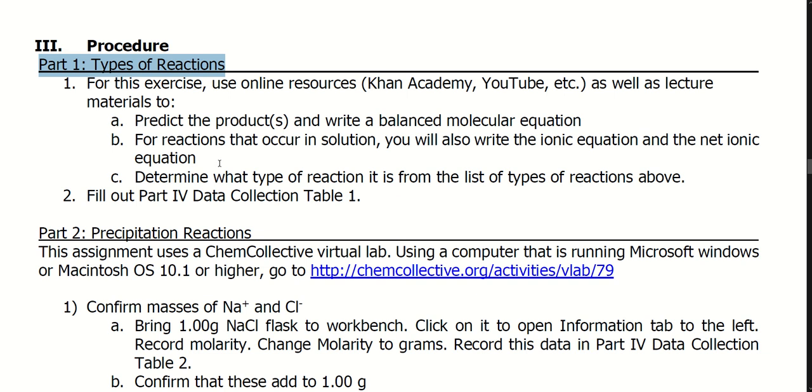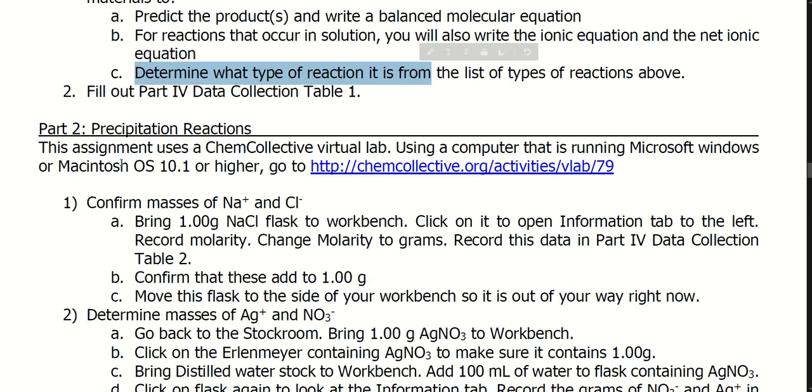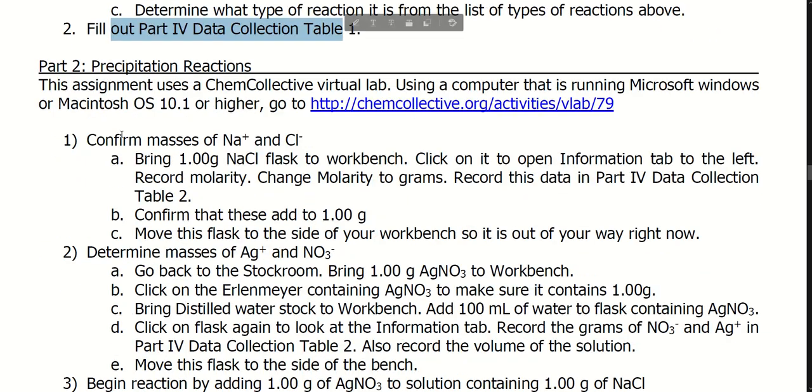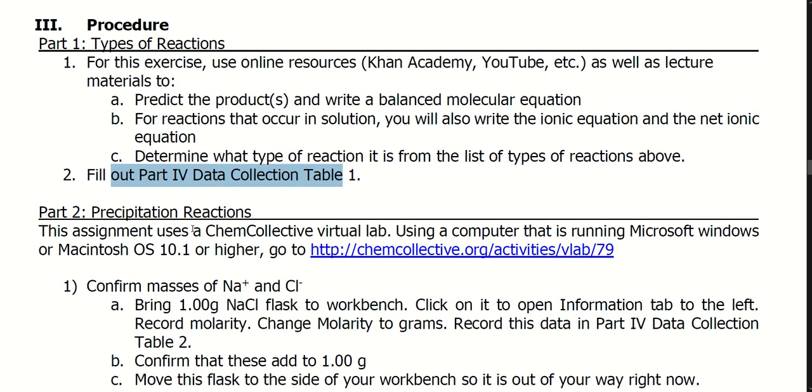And the whole point of visiting those resources and looking through them is to use that information to predict products and write balanced equations. From there, for the ones that are in solution, the ones that are aqueous, you will write the ionic equation and the net. And finally, you will determine the type of reaction for every single reaction. Okay, so that's what you're going to fill out in your data collection table 1. Okay, so that's part 1.